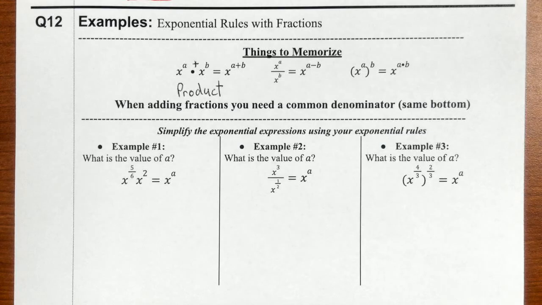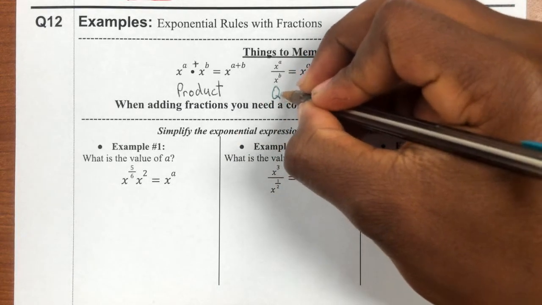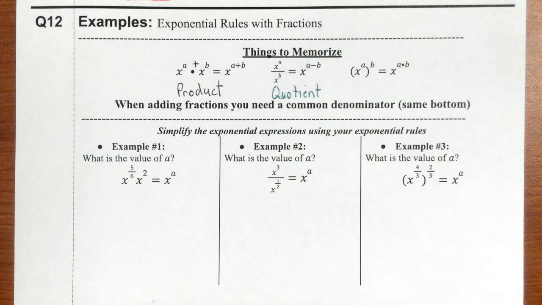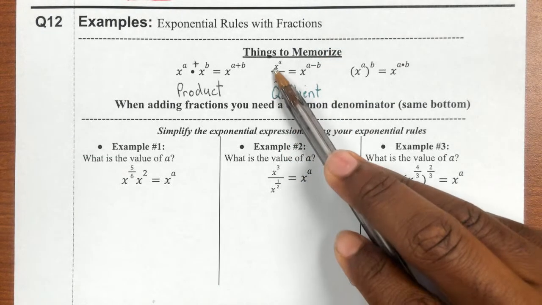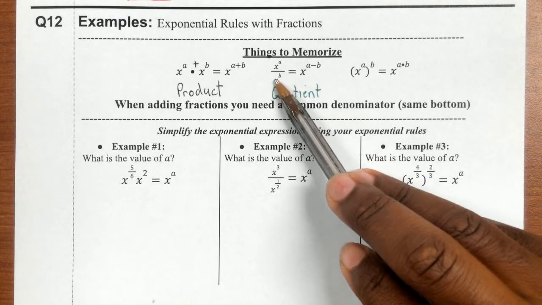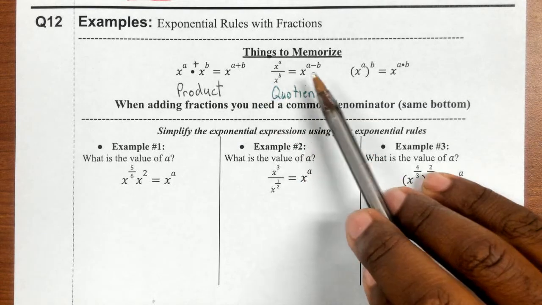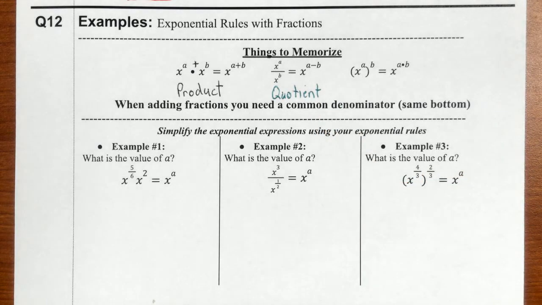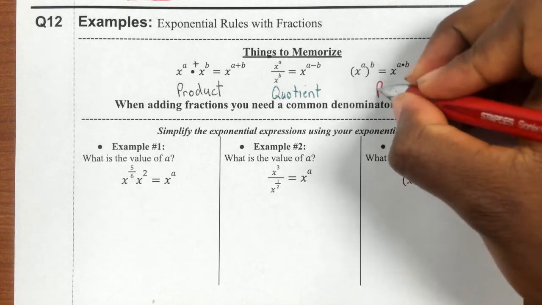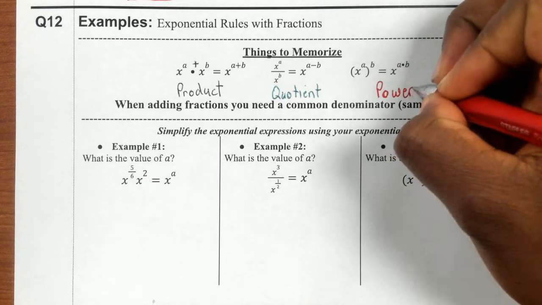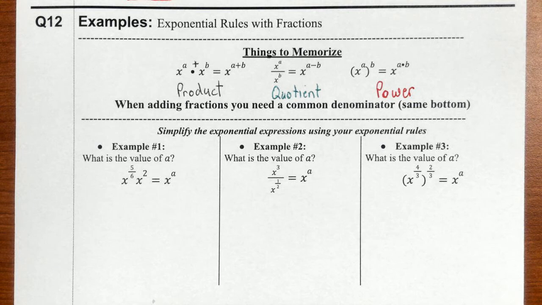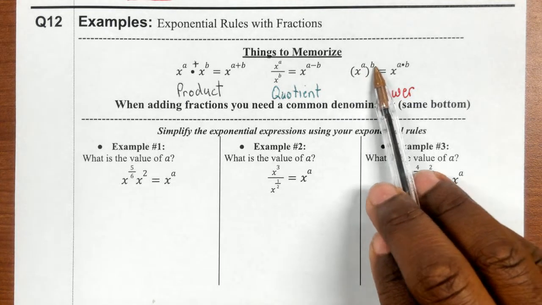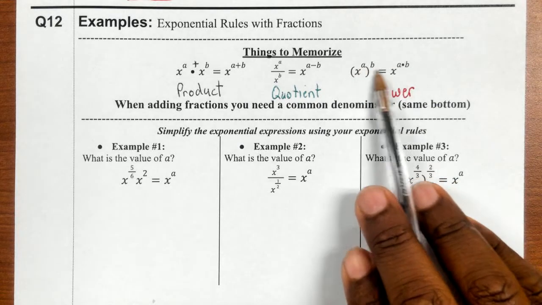The next rule is called the quotient rule, which states that when you're dividing things that have the same base, you don't add exponents, you subtract exponents. And then the last rule you should know is called the power rule. Power rule states that whenever you have an exponent on the inside and on the outside, you multiply the exponents.